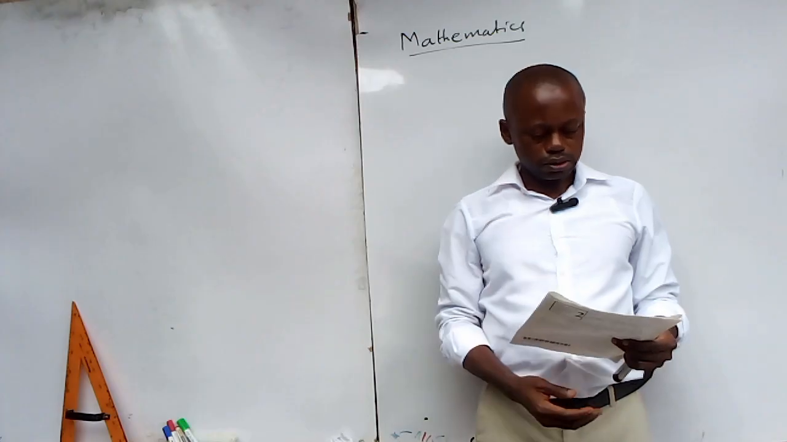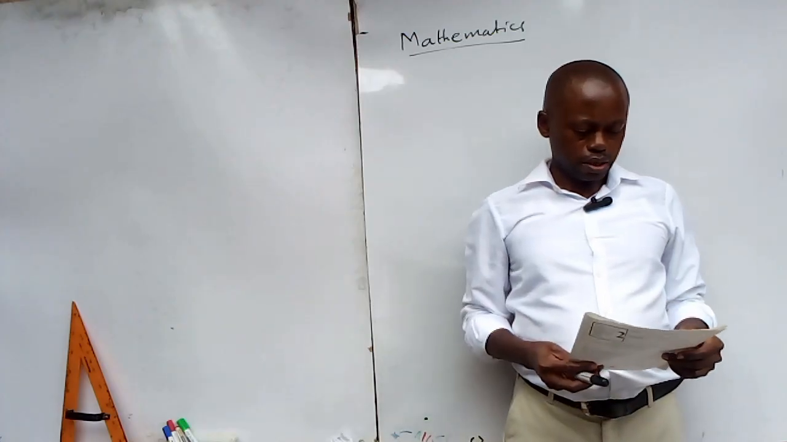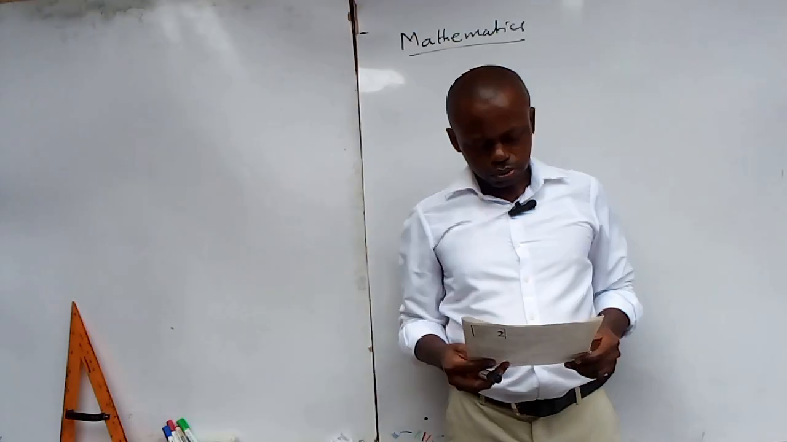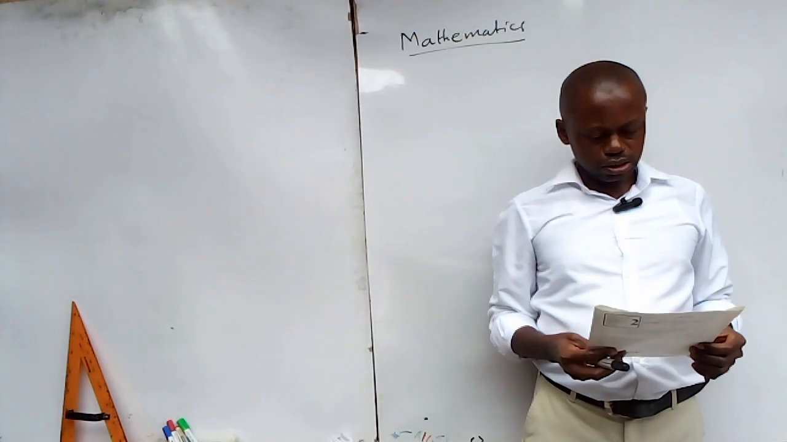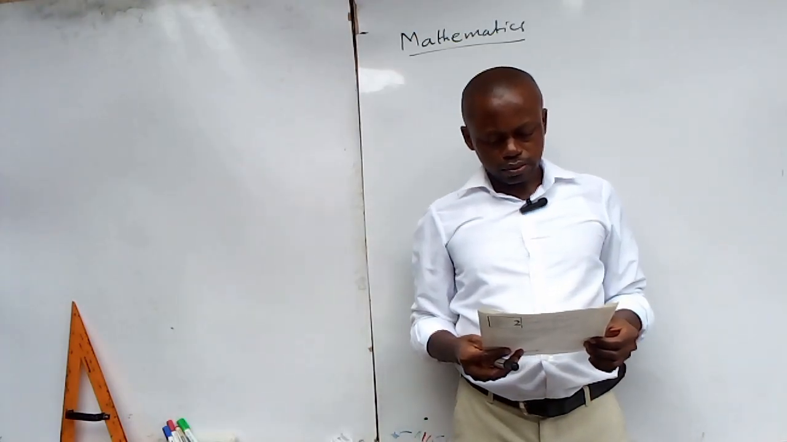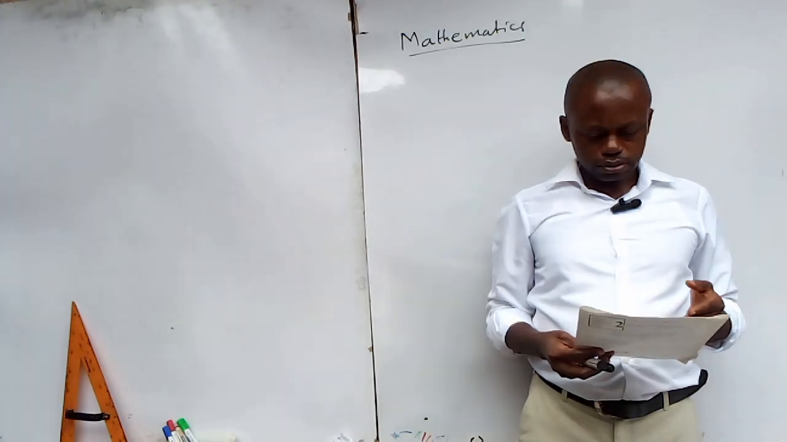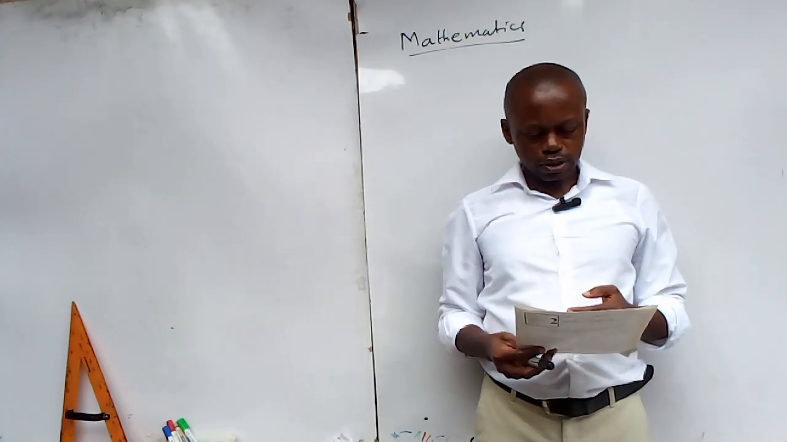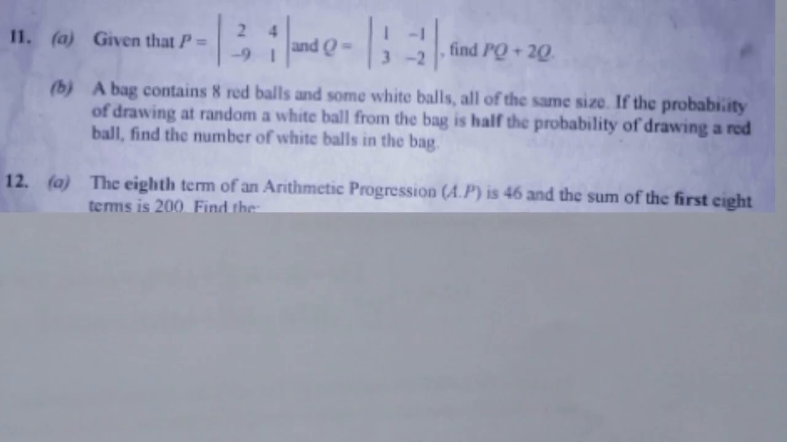It has to do with matrix, and we are given two matrices here, and then we are asked to calculate something. Let's look at the question. It says, given that P is a 2 by 2 matrix, 2 4 minus 9 1, and we have Q being 1 minus 1 3 minus 2, find PQ plus 2Q.